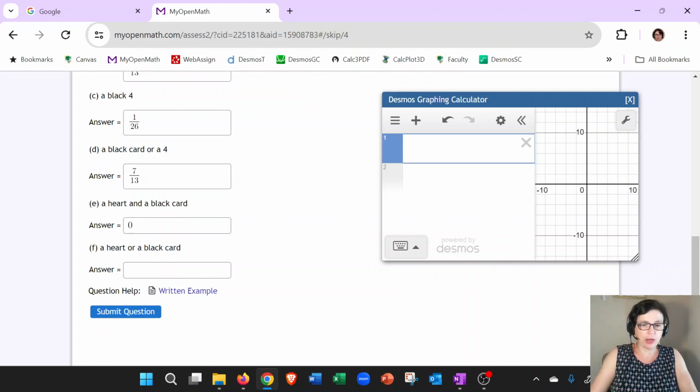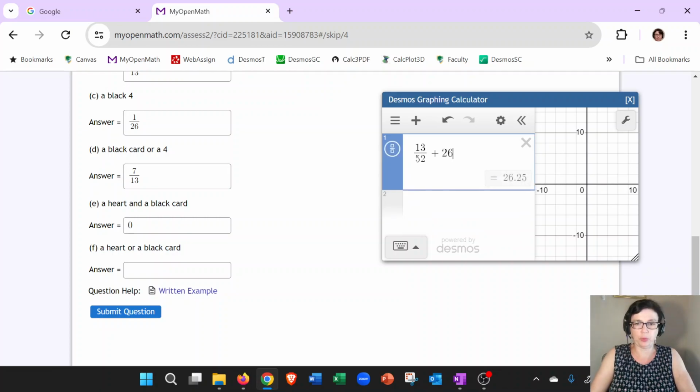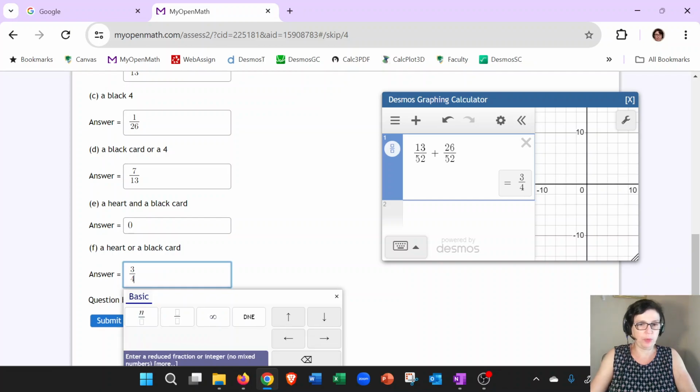Well, how many hearts are there? Well, there are 13 hearts in the deck. And how many are black? Well, there are 26. So that, if I convert that to a fraction, would be 3 over 4.